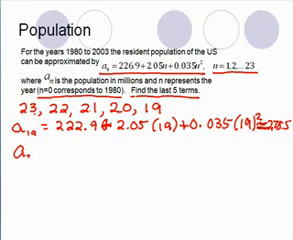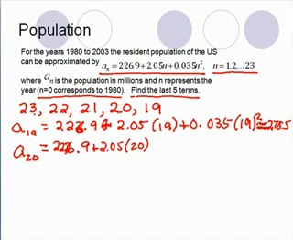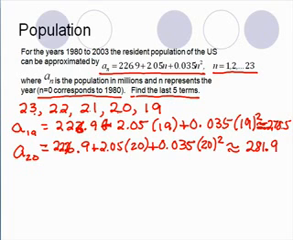If we keep going, a sub 20. So this is going to be the population in the year 2000. Oops, 226.9 plus 2.05, and now we're going to substitute 20 because we're looking at the 20th term. And that's going to be approximately 281.9 million people.